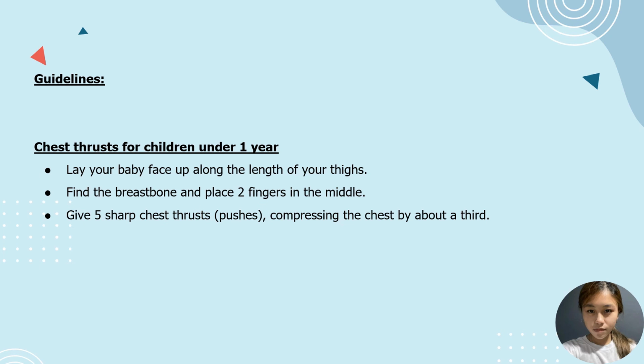For its guidelines, chest thrusts for children under 1 year. Lay your baby face up along the length of your thighs. Find the breastbone and place the fingers in the middle. Give 5 sharp chest thrust pushes, compressing the chest by about a third.